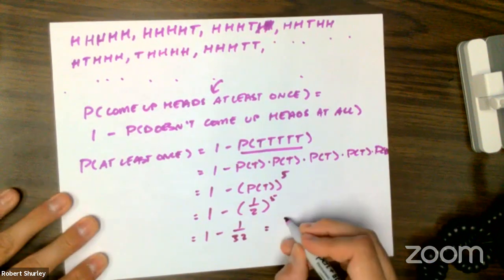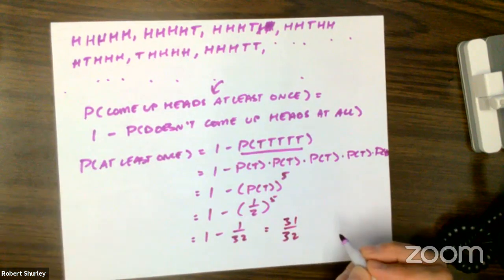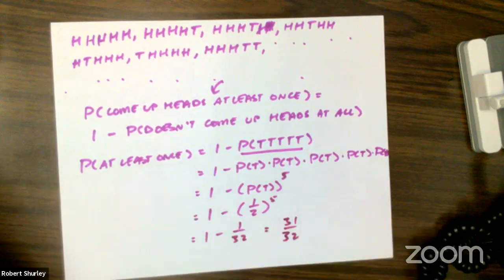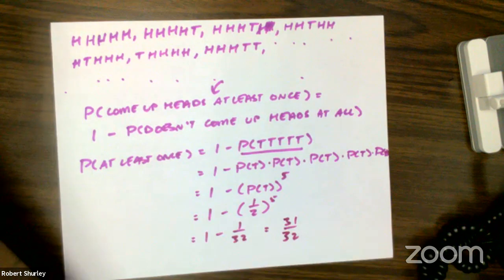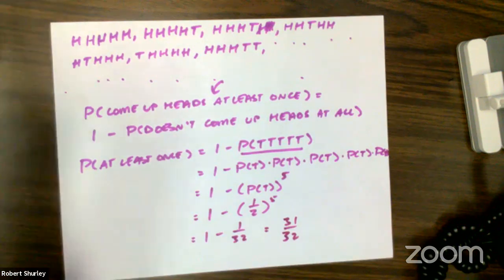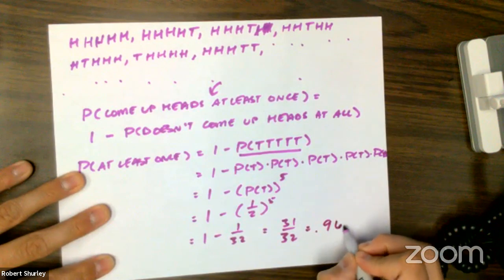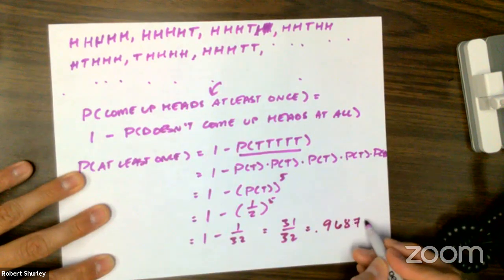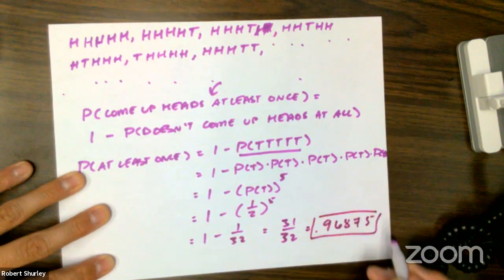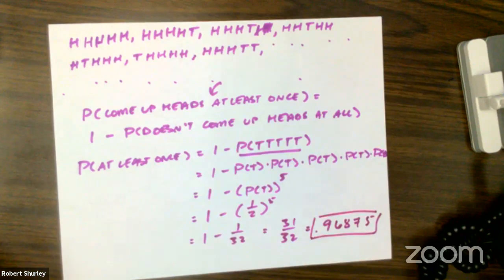This winds up being, I'm going to steal it from the book, it says it's 31 out of 32. I'm going to use decimals because it helps me out more. 31 divided by 32 is 0.96875. Okay. Which kind of makes sense.